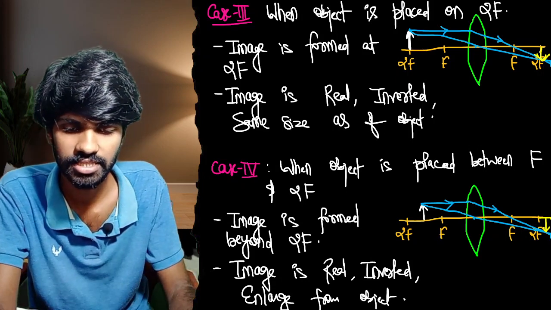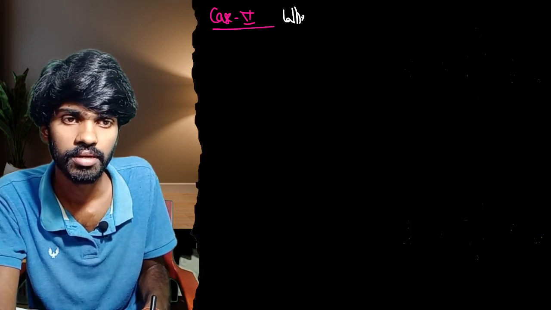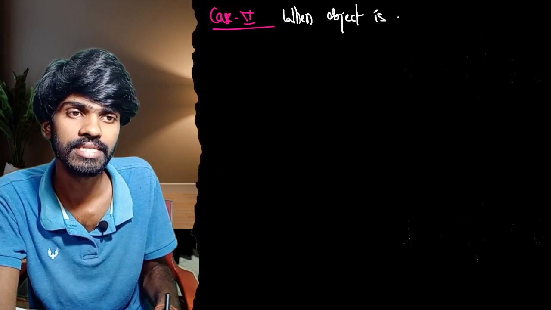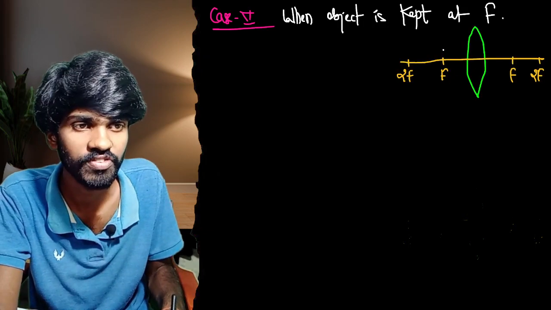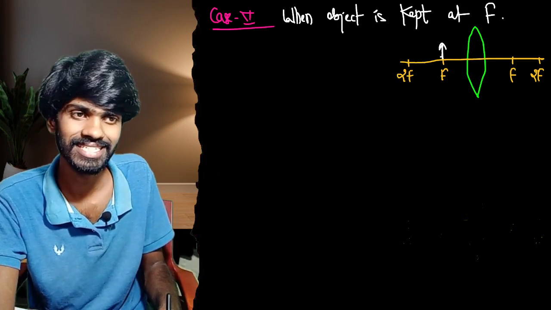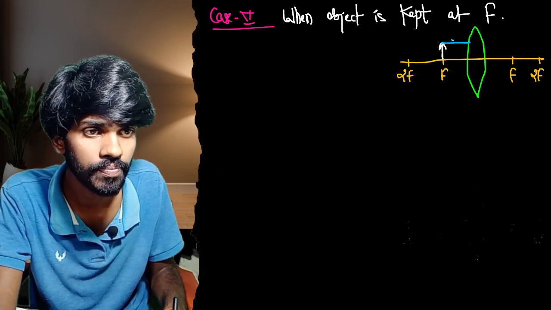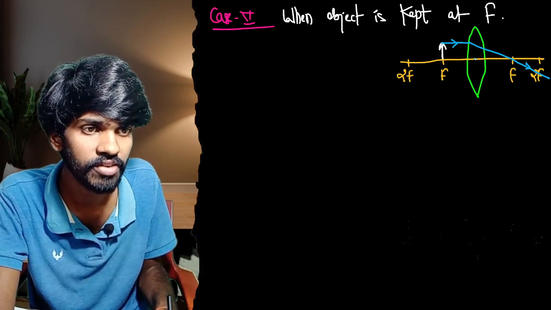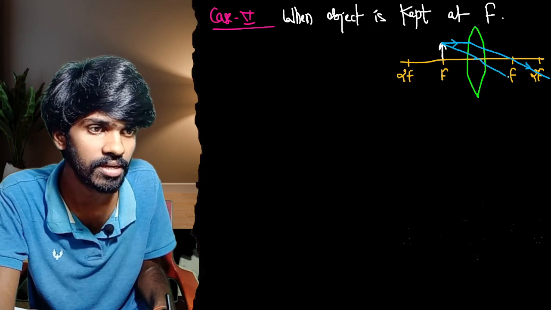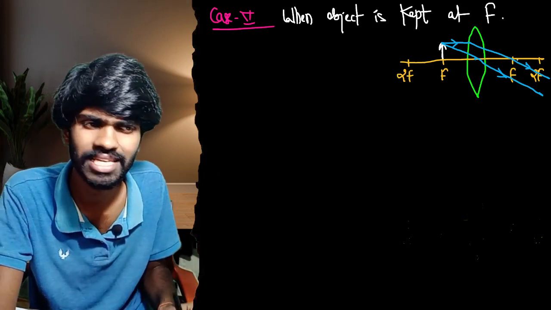Okay, so next case, let us discuss case number 5. What is case 5? When the object is kept at focus. If the object is exactly placed at focus, what will happen in that situation? You can see that it is the object. In this situation, how the rays coming from the object will behave, we are already aware that it will go like this, and from focus it will pass. Similarly, you can draw another ray which will pass through the optical center and it will go undeviated. So you will see that the rays will go parallel. These rays will be parallel, and so these rays will never meet.